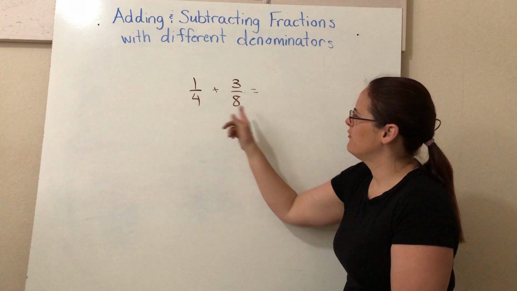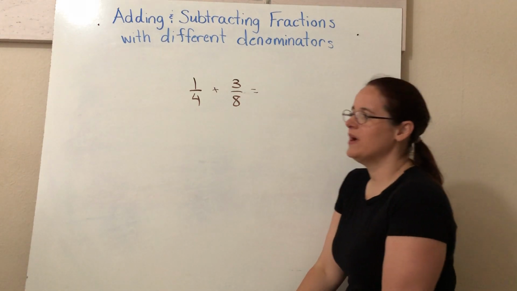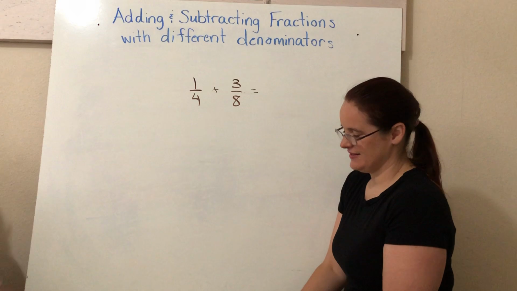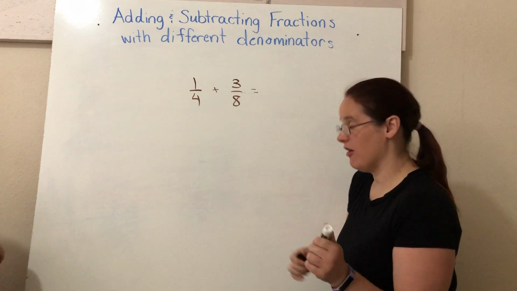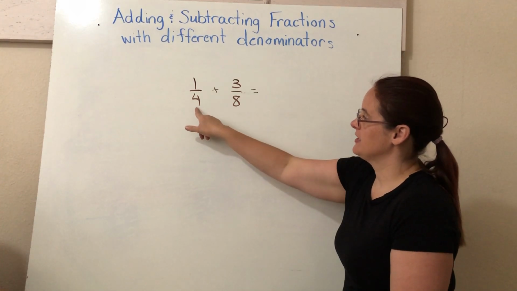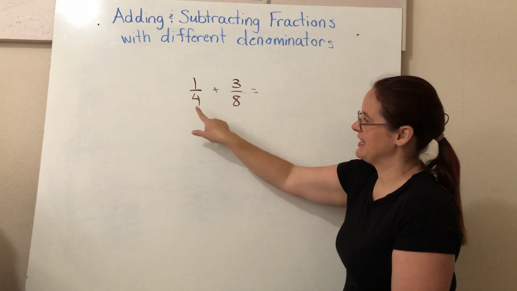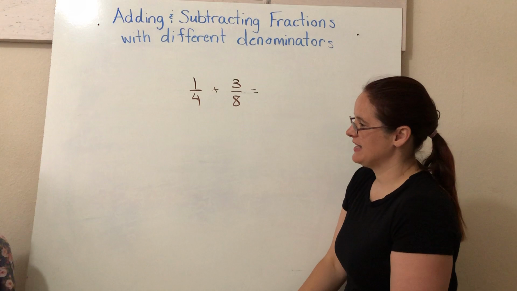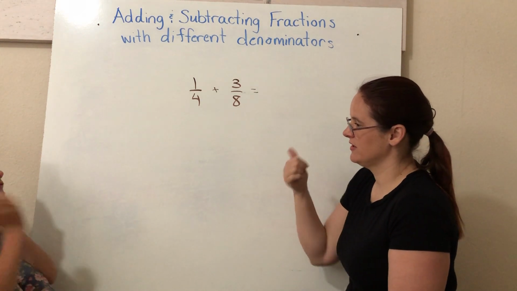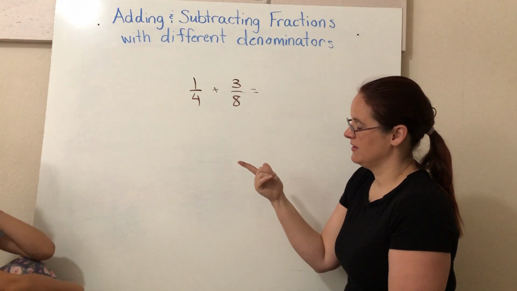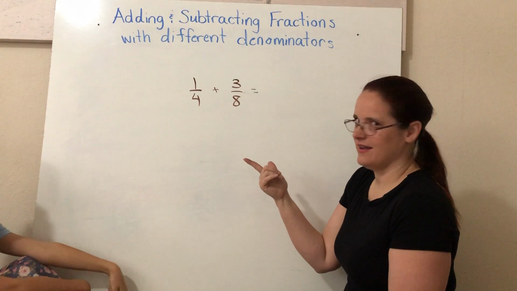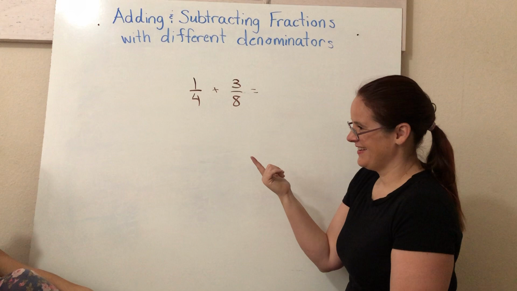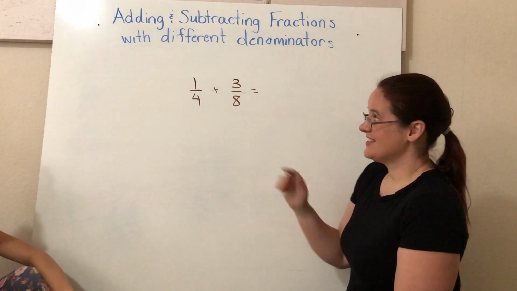So, looking at 4ths and 8ths, what number do they have in common? Well, they're both even, but I'm going to look at multiples and see if I can find a multiple of 4 and 8 that is the same. So let's count by 4s. 4, 8. What do they have in common? When you count by 4s, you get to 8 too. Yeah, they have 8 in common.